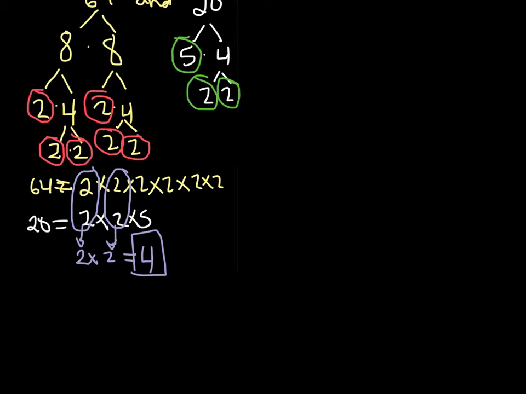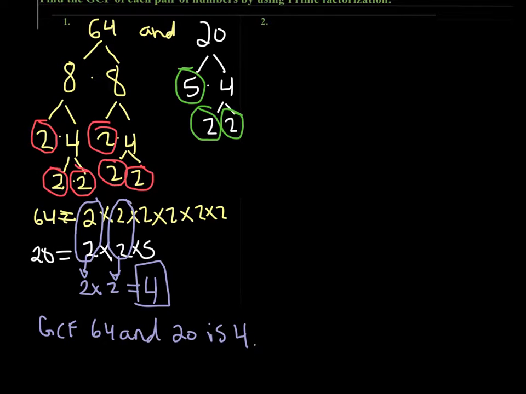So you can say the GCF for 64 and 20 is 4. So I hope that makes sense how to find the greatest common factor using prime factorization. If you're still stuck, rewind the video and watch it again and see if you can catch your misunderstanding on each step. If you are ready to go on, can I have you try number 2 by yourself?